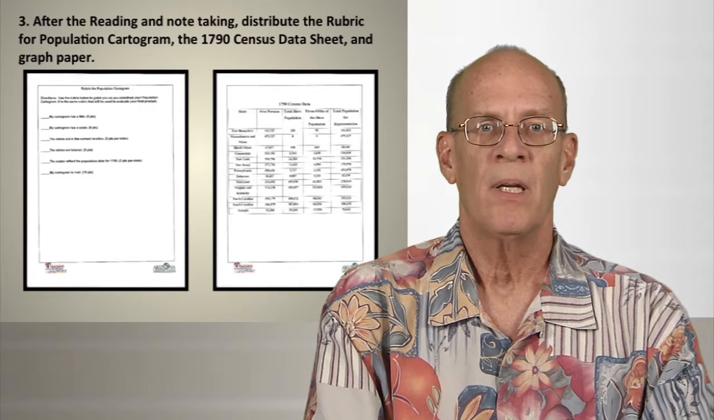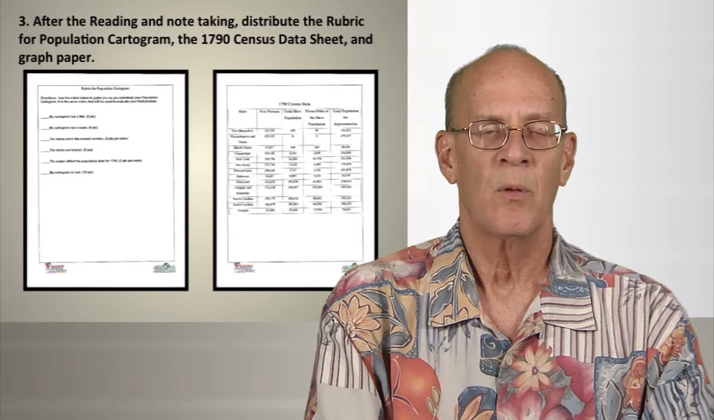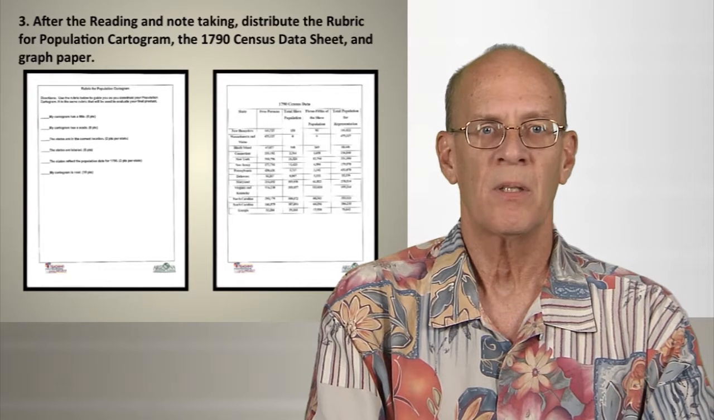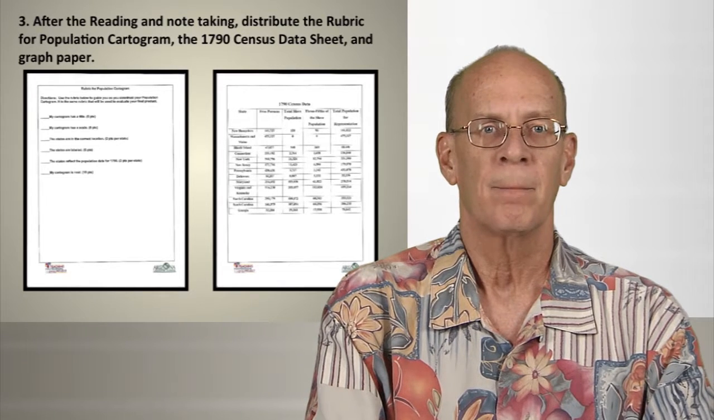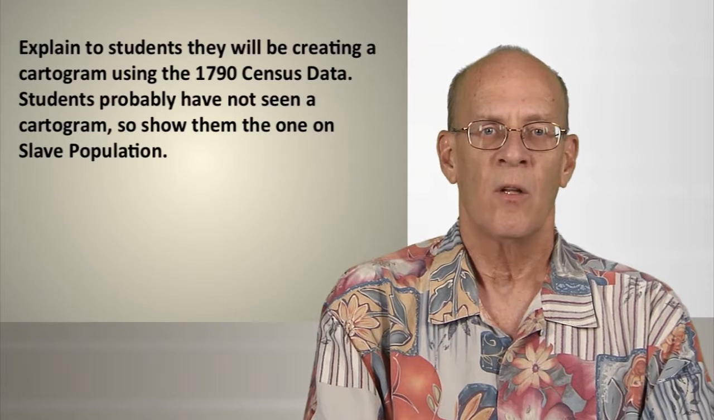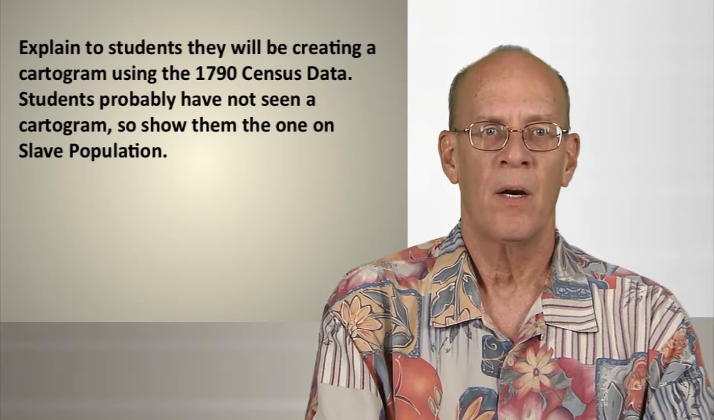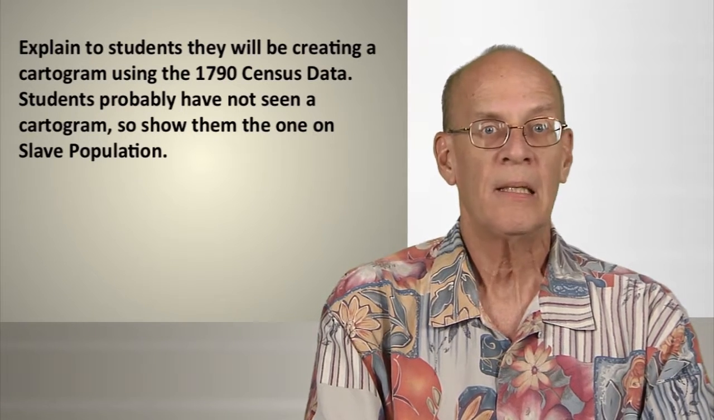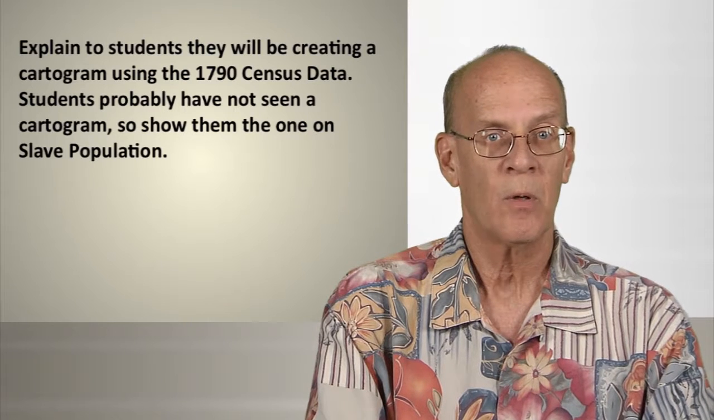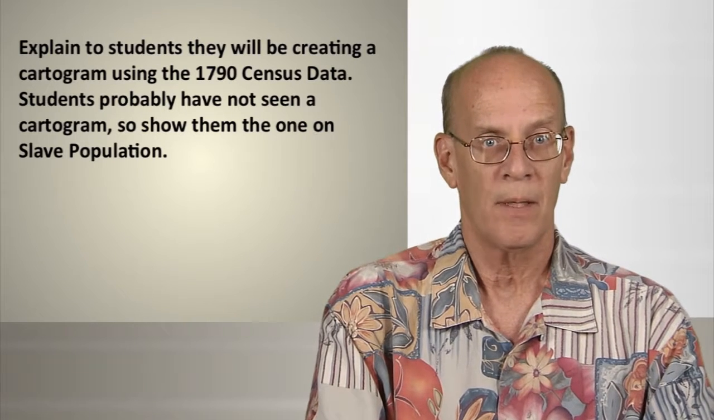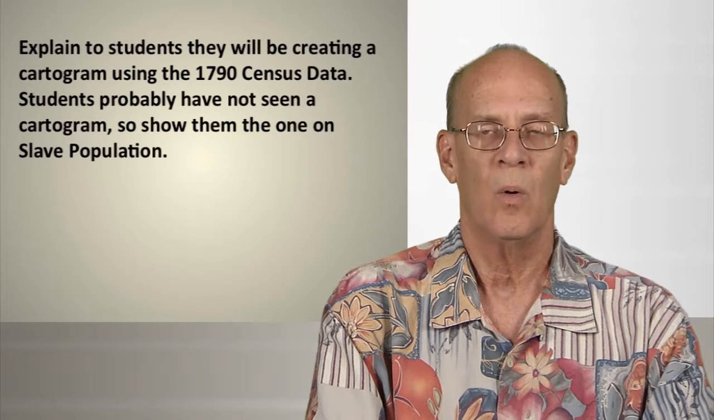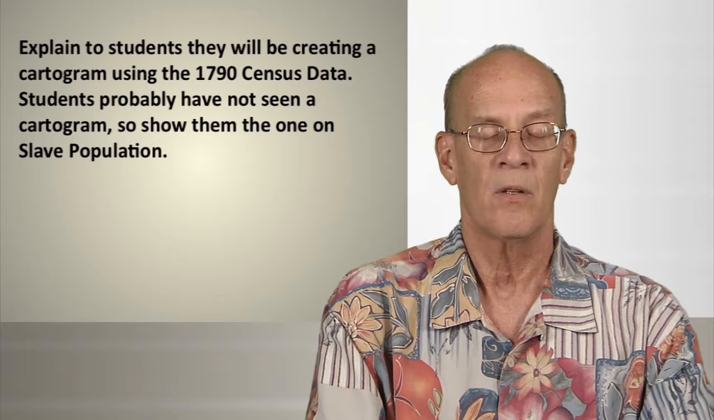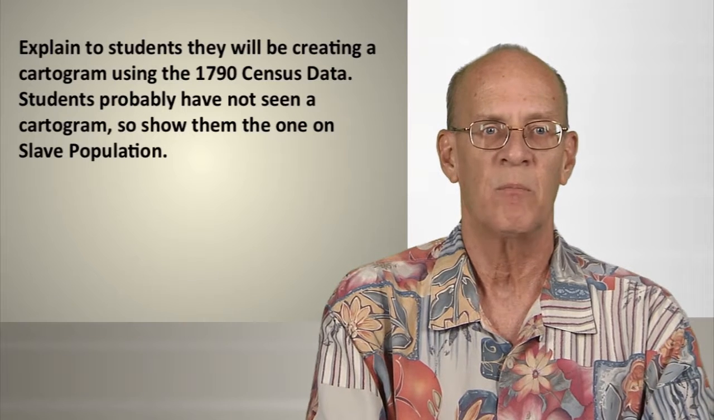After you've done the reading and the note-taking, you want to pass out the rubric for making the population cartogram, your 1790 data census sheet, and your graph paper. Tell students that they're going to be creating a cartogram. Most likely, they've never ever seen a cartogram before, let alone how to make one. So you want to spend some time explaining how this is done, what it is, and make sure they understand clearly the task they have before them.